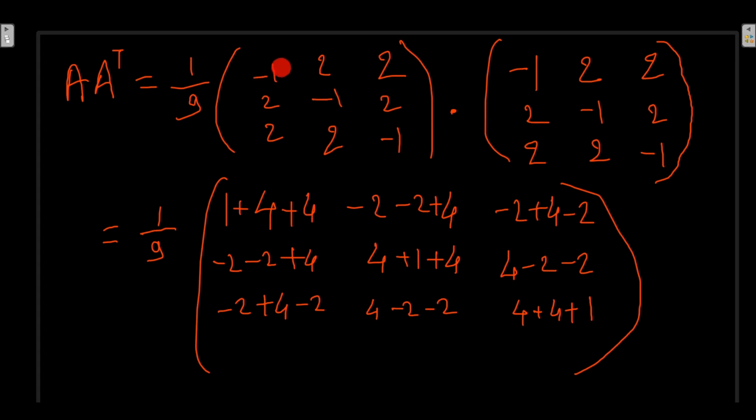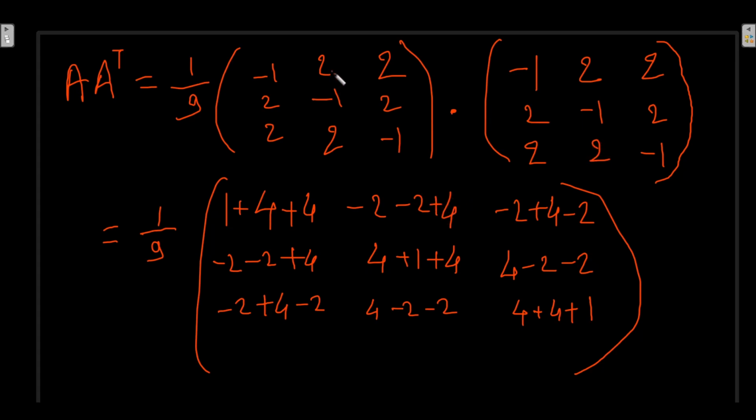Now the first row has gone with the first column, already done. First column and first row multiplication is already done. Now the first row will go with the second column. So what will happen? -1 multiplied by -2 is equal to +2. Plus 2 multiplied by -1 is equal to -2. Plus 2 multiplied by +2 is equal to +4.